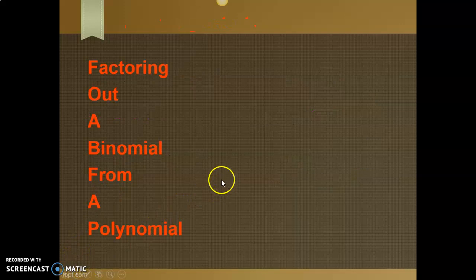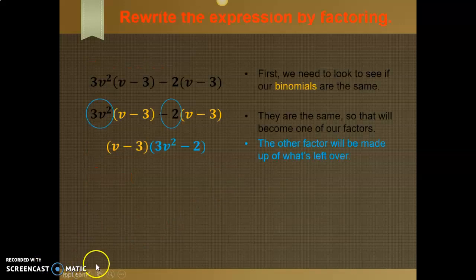Last topic, factoring a binomial from a polynomial. Remember, bi means 2. So the first thing we need to do is to look to see if our binomials are the same. In this case, they are, which is going to be v minus 3 and v minus 3. That's going to become one of our factors. So we put that here.